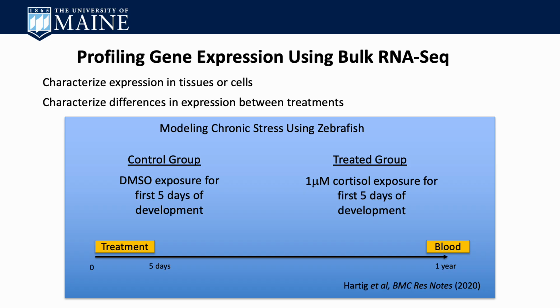Then those fish were raised under clean conditions until they were 1 year old. And at that point, blood samples were taken. And from those blood samples, RNA sequencing was performed. And in this case, they had 3 biological replicate samples.